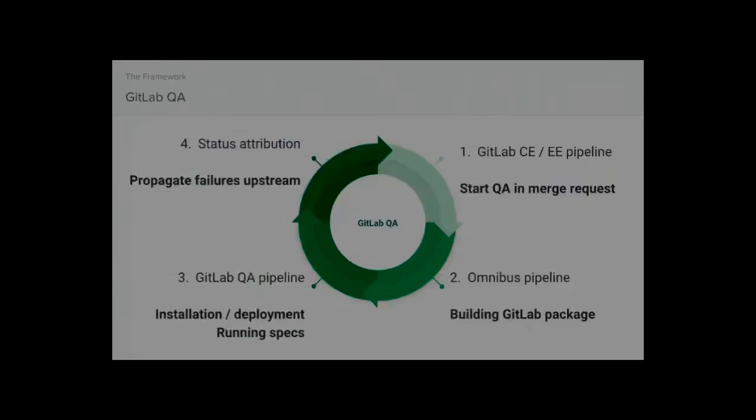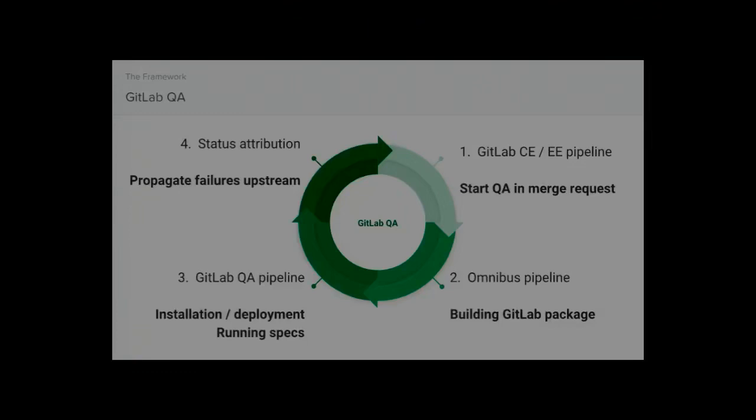So now our GitLab QA process looks like this. In the CE or EE project, someone triggers QA action. QA action starts a brand new pipeline in GitLab Omnibus project. GitLab Omnibus project is responsible for building GitLab packages, building Docker images, and pushing them to the registry. And also Omnibus later triggers pipeline in the GitLab QA project.